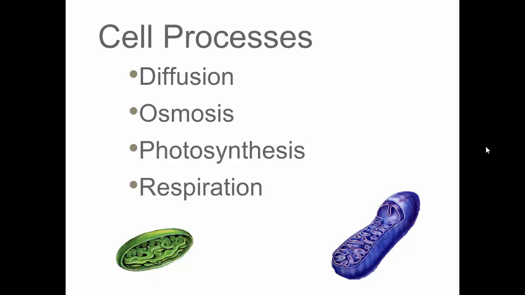We still have another section left of our cells unit. We started off talking about microscopes, then we moved into cells. We went over all the cell organelles, what they do, what they look like. Our last section of this unit is about something we call cell processes. These are things that happen inside of cells. There are four things we're going to talk about: first, osmosis and diffusion, and then respiration and photosynthesis.